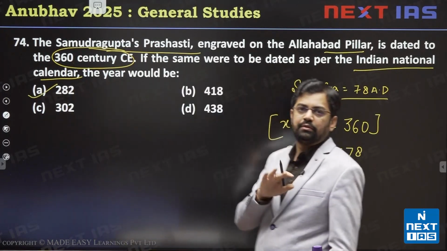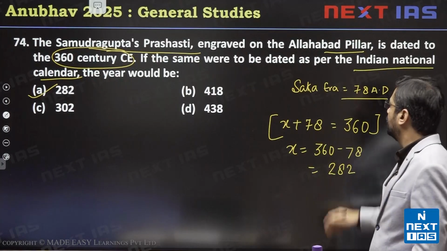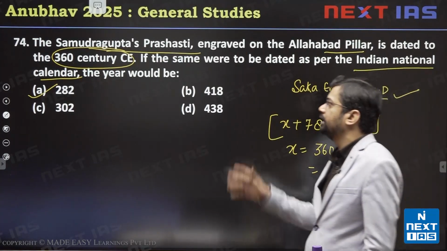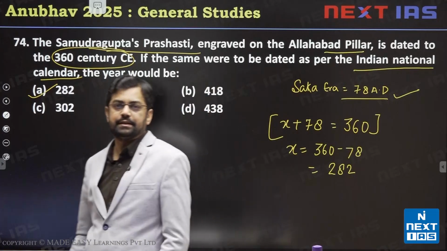The only thing you should definitely know is that the Indian national calendar is based on the Saka era, which starts from 78 AD. Then this question becomes very easy, right?